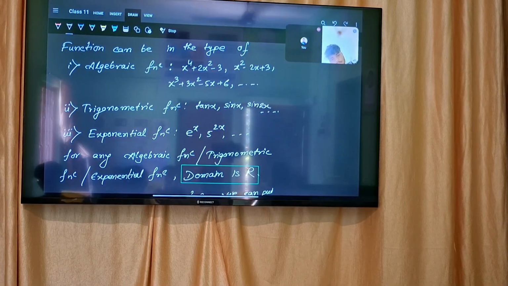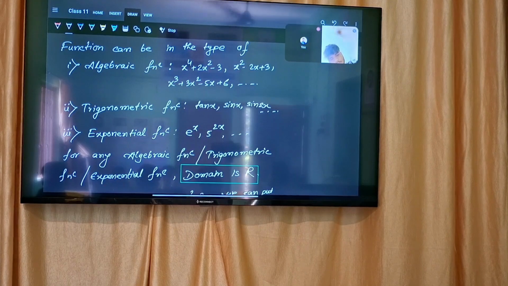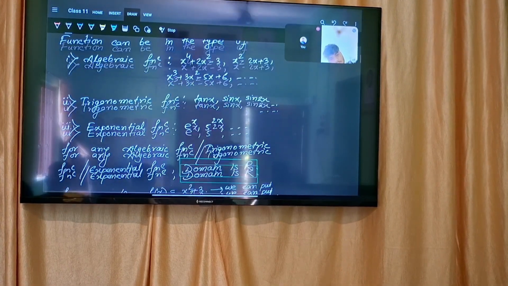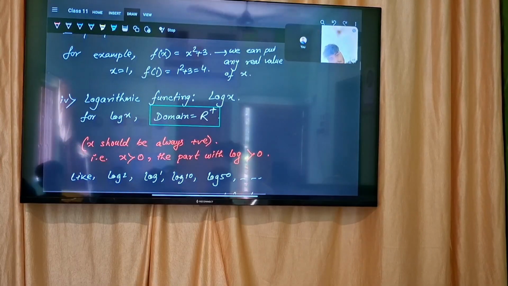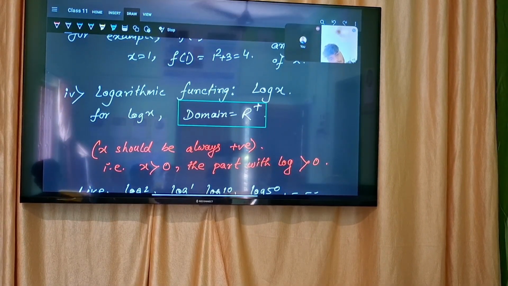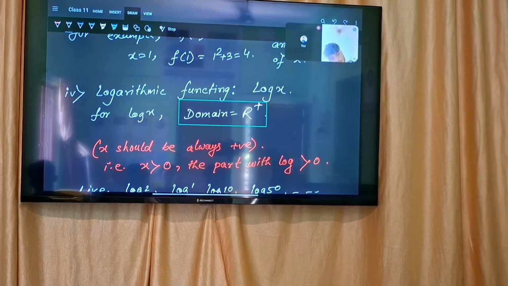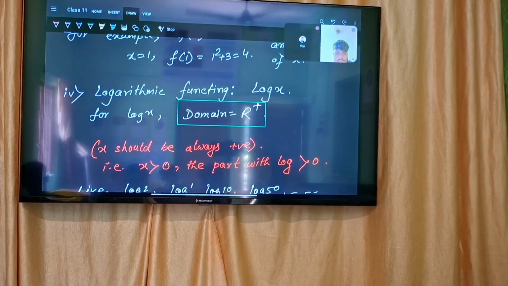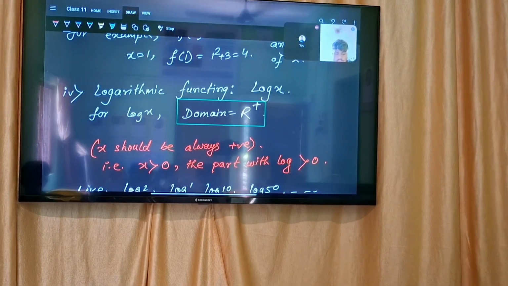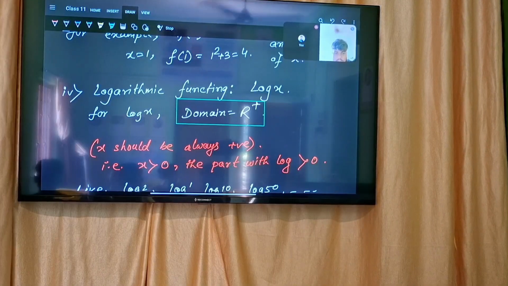After that, what is the function? Logarithmic function. So for logarithmic function, what will we write as the domain? Positive real number, but it depends on what is there with log. So to find the domain of logarithmic function, you have to put the part with log greater than 0. On which thing log is applicable, that part is greater than 0, only greater than 0. Okay? And from there I will find the domain of x, what the value of x can be.